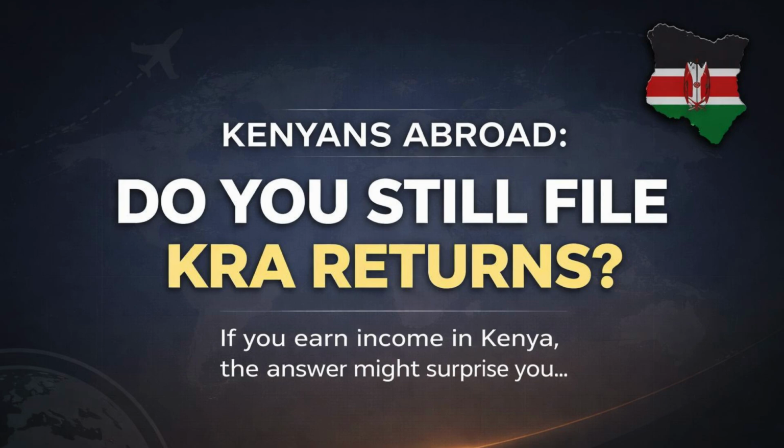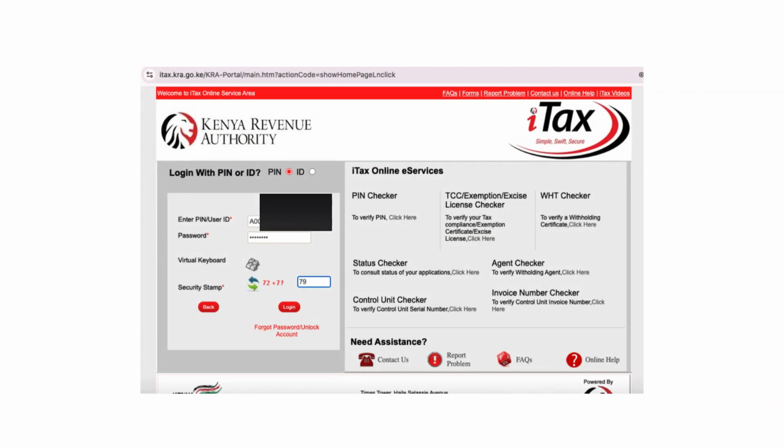If you are a Kenyan living abroad, whether you are in the UK, US, Canada, or the Middle East, but still earning income from Kenya, it might be rental income, or a business you have set up in Kenya, or a side hustle, then you are still required to file a return with KRA, not a nil return but a business return. So in this video, I will show you step by step exactly how to file your returns. So let's now jump into the process.